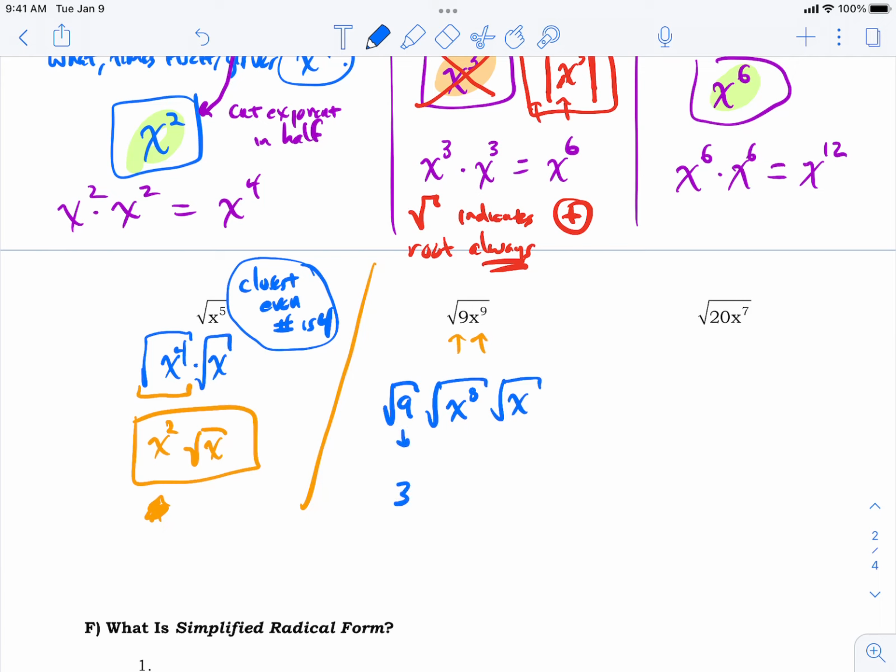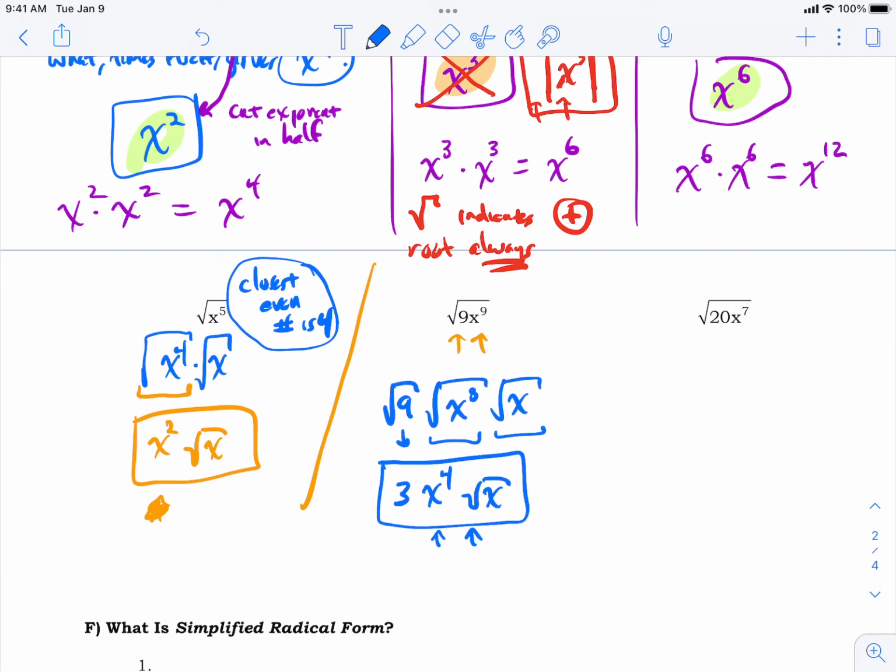Now, I can simplify some of this stuff. Radical 9 is just a 3. Radical x to the 8th is, cut the exponent in half, x to the 4th. Radical x I cannot simplify, so just schlep it along like this. And there is your answer. Is this always positive? Yes, it's always positive, because x to the 4th is always positive. And that symbol always gives you a positive result also. So we don't need any special absolute value bars there.